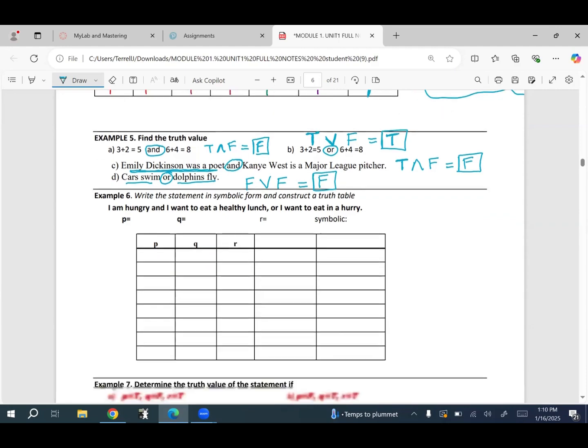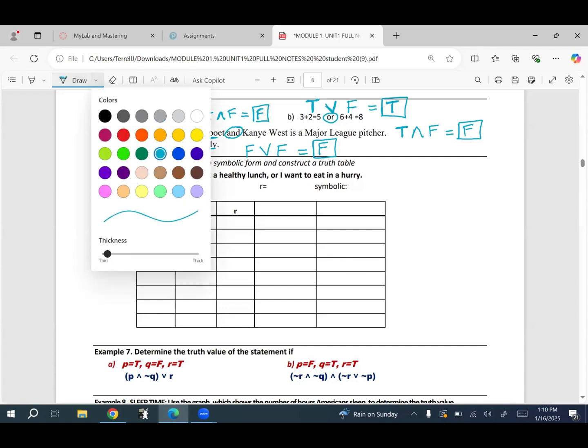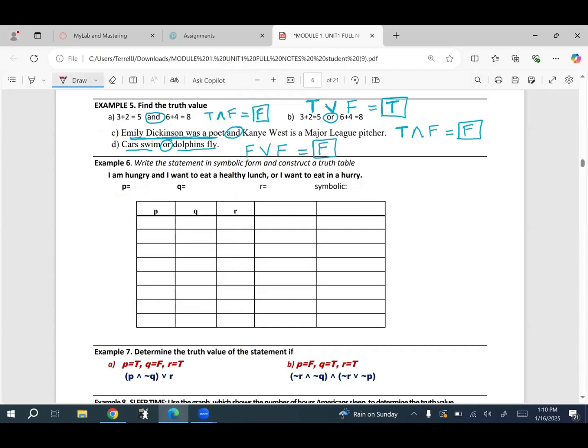So then let's look at a bigger truth table. In example 6, it says, write the statement in symbolic form, and then we're going to construct a truth table. So this is the sentence, I am hungry and I want to eat a healthy lunch, or I want to eat in a hurry. So this is one sentence, but it has, see how I wrote PQR? It has 3 different propositions. And you can tell what the propositions are because you'll see the connectors. So let me show you that. You see where it says and? That means I'm connecting 2 things.